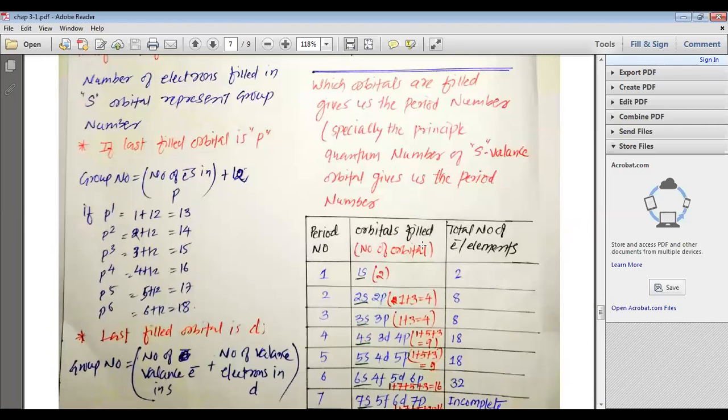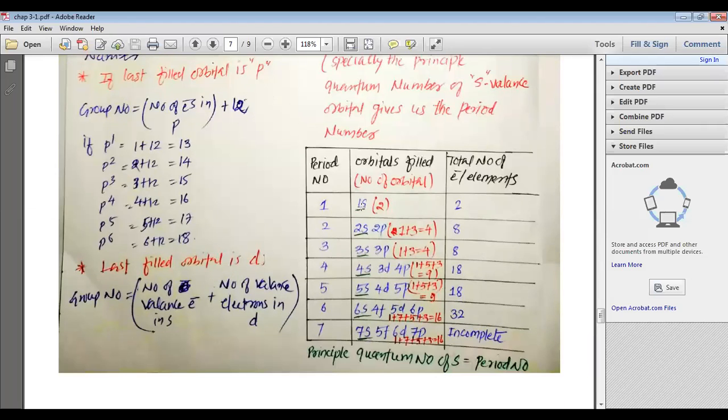Same way, when it comes to understanding the period, we can come to know the period by using the principal quantum number of the s orbital. In the electronic configuration, look at the s orbital and find its principal quantum number; that s orbital must be present in the valence electrons, and from that we can come to know the period. For example, if the last filled s orbital is 1s, then the period number is 1. If the last filled orbital is 2s, then the period number is 2.